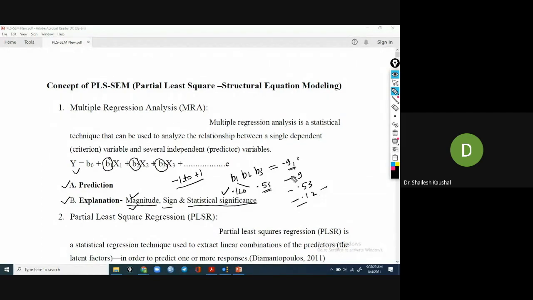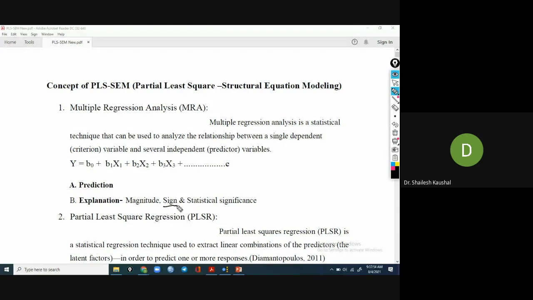So magnitude means there are three types: a high correlation between the two variables, medium correlation and low correlation. And when the value of b1 or b2 or b3 is 0, it means there is no correlation between the independent variable and dependent variable.